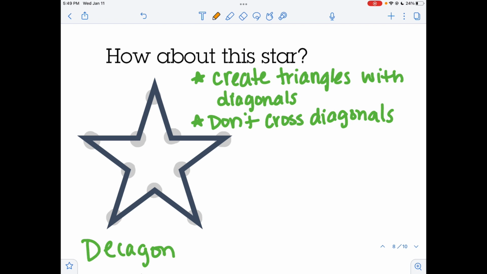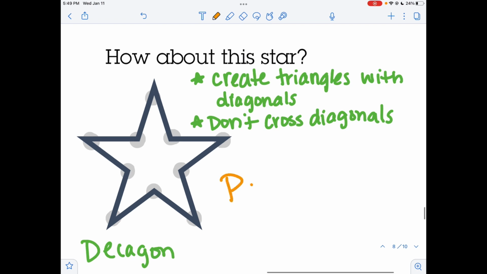So the easiest way to start making triangles in a star, and really before I do this, I would love for you to pause the video and try to make all the triangles yourself. So go ahead and pause. See if you can make the triangles, see how many there are, and then come back and you can see how I decided to make my triangles.